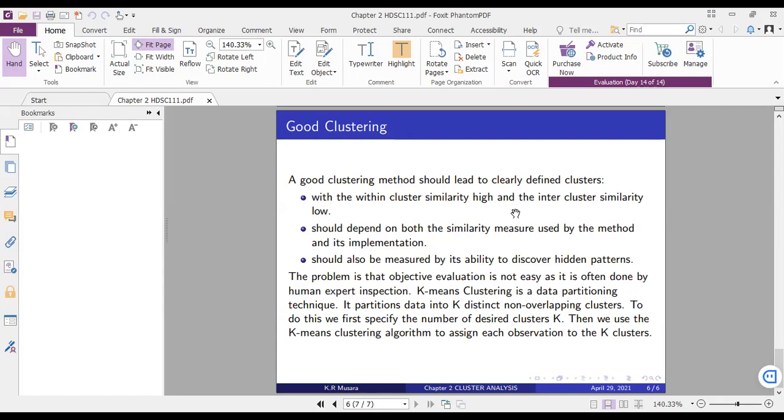K-means clustering is a partitioning technique. It partitions data into K distinct non-overlapping clusters. That is a key aspect: non-overlapping clusters. I'm sure you did sets at all levels. It's more like sets, but we don't want a situation where the sets overlap. That's a bad type of clustering.